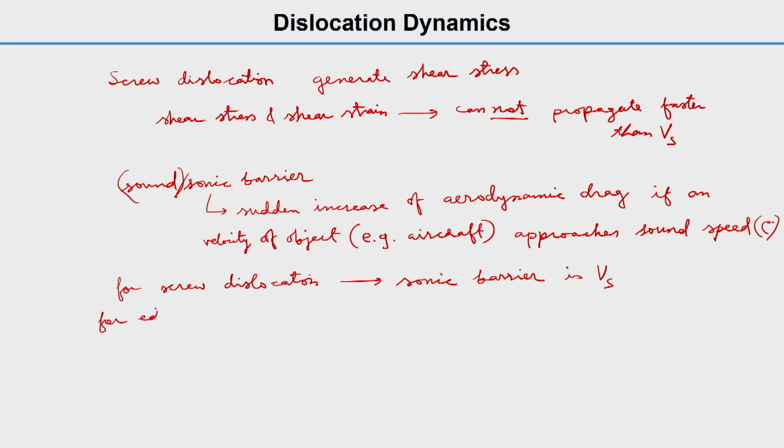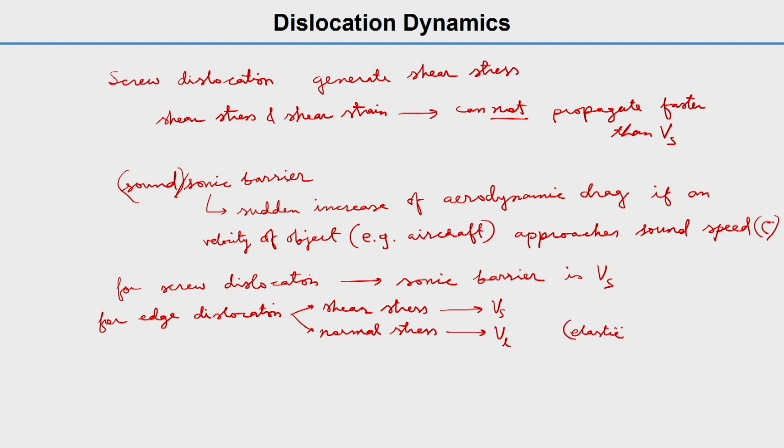However, for an edge dislocation, we have both shear stress and normal stress. The edge dislocation generates both shear stress and normal stress. So the limit of this dislocation velocity should be Vs for shear stress and Vl, which is the elastic longitudinal wave velocity, for normal stress.